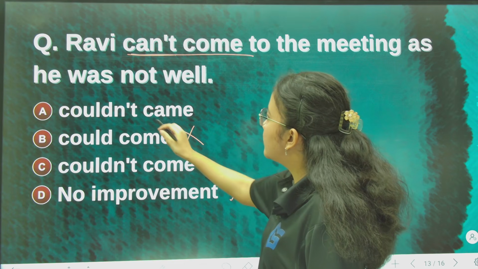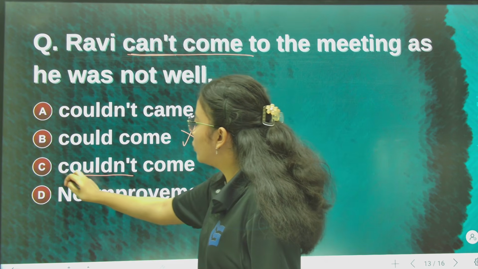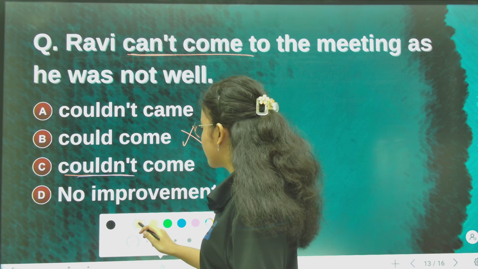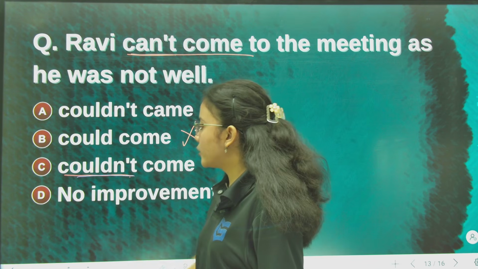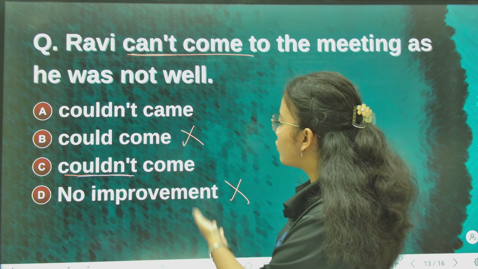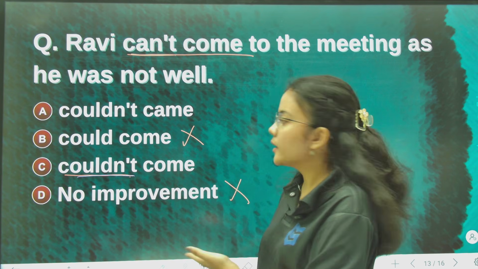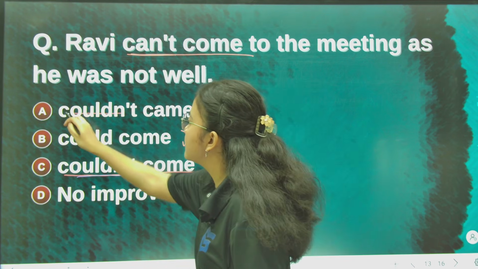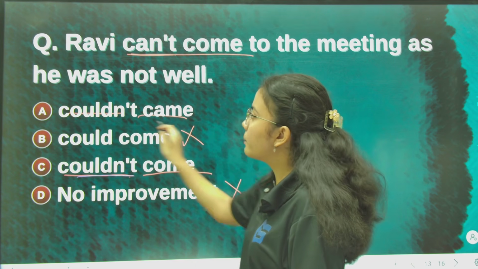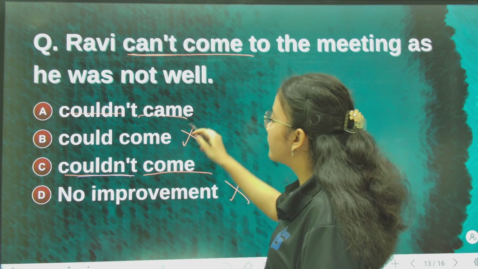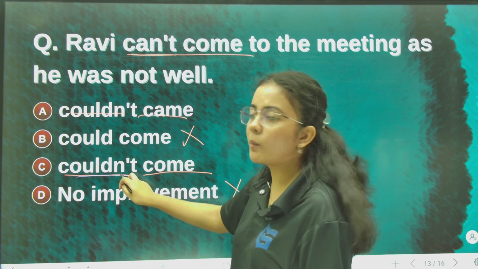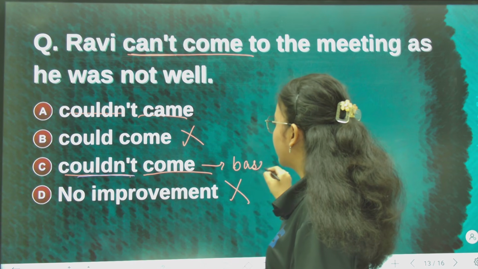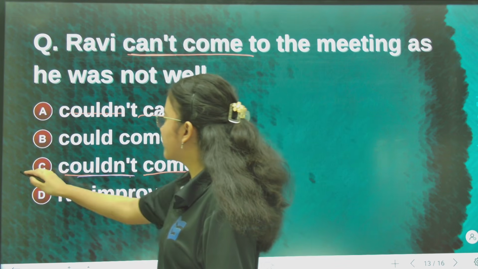Now, couldn't. When we write this, we have already made it past tense. Since the auxiliary verb, the helping verb, is already past, the main verb that follows stays in base form, it doesn't change. Otherwise two verbs would be past. When we put the auxiliary verb in past, the main verb stays in base form, meaning the same. Okay, so couldn't come will be the correct answer.